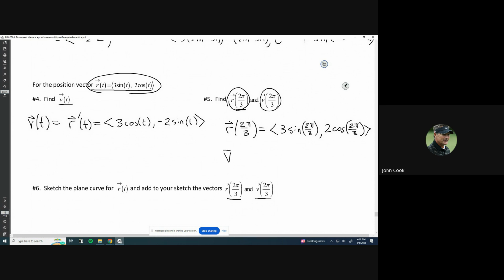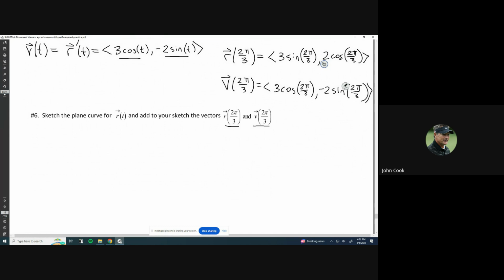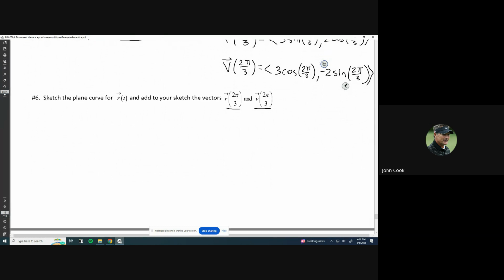Okay, now we need the velocity vector for 2 pi over 3. So I just plug in 2 pi over 3 to my velocity components. That would be 3 cosine of 2 pi over 3, and also negative 2 times the sine of 2 pi over 3. There we go. There's our little velocity vector. And we're done. That's all you need. Just write it in.